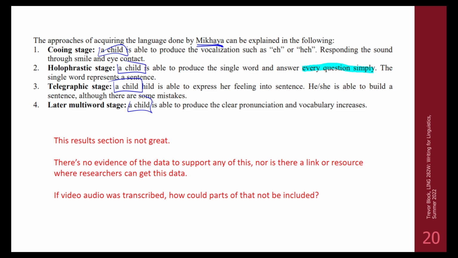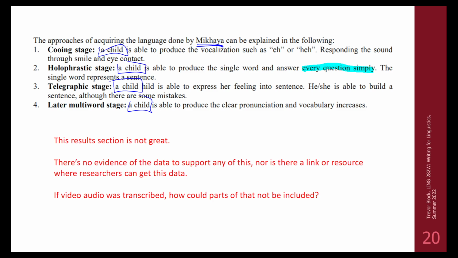They didn't find things, perhaps. They didn't provide evidence of finding things. So instead, they wrote generally about children. At least that's my interpretation of this based on the writing. So this is not a good results section at all. There's no evidence to back any of this up. If they transcribed video recordings of conversations, they should have examples of those transcripts to support their conclusions.